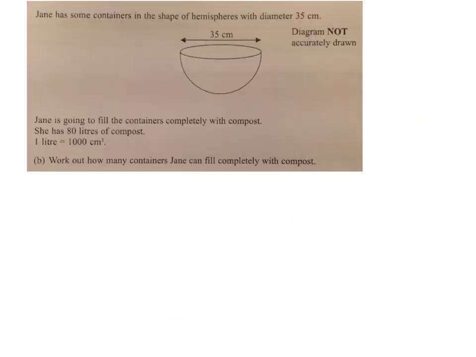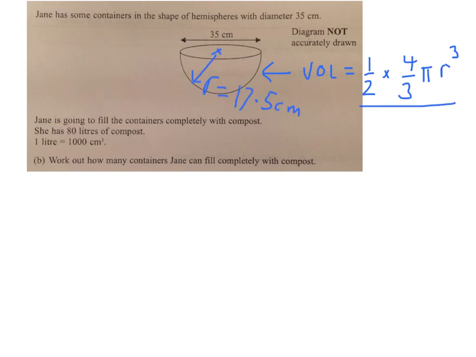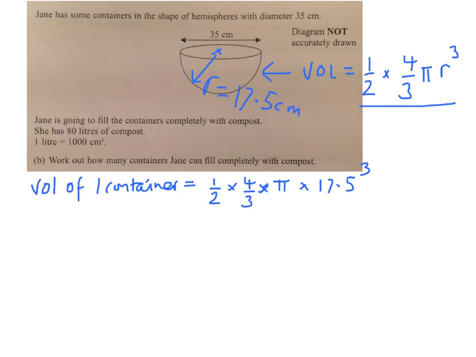In part B of the question, we've got some flower pots which are hemispheres, and we need to work out how many of these hemispheres we can fill up with 80 litres of compost. So the volume of a sphere would be 4/3 pi r cubed, so the volume of a hemisphere is a half of 4/3 pi r cubed, and the radius of our pot is 17.5 centimetres. So let's write the calculation down. And if we leave the answer in terms of pi, that's a nice accurate answer that we can work with for the rest of the question, so we don't lose any accuracy.